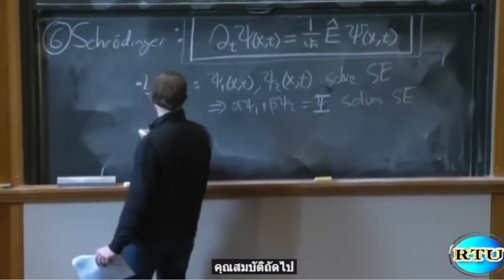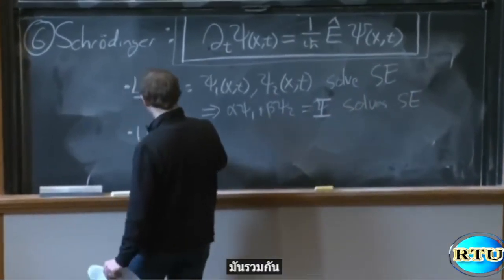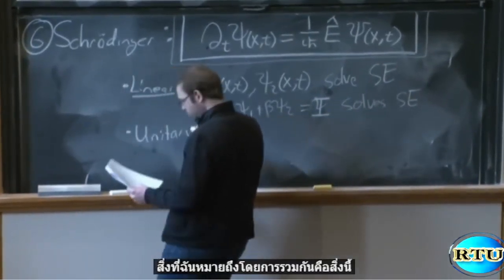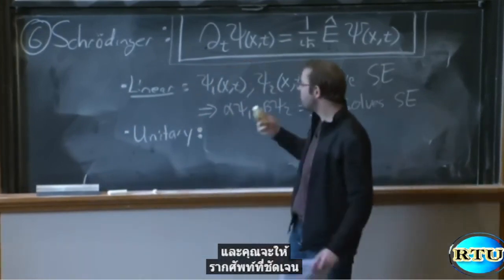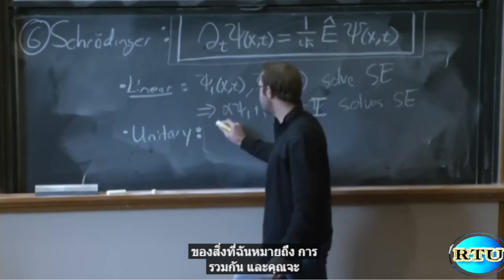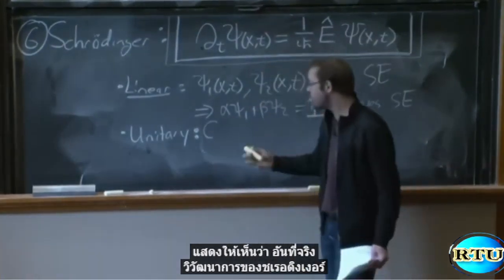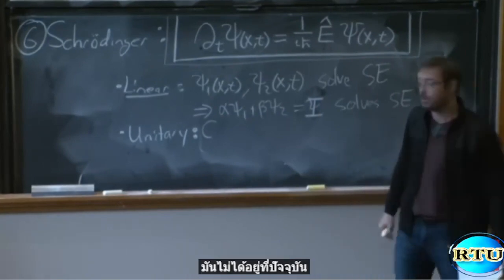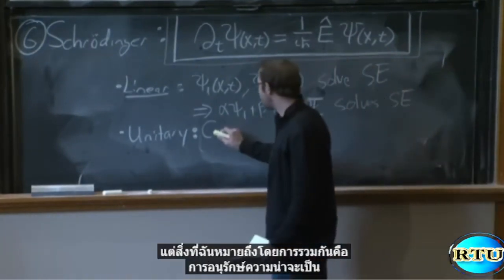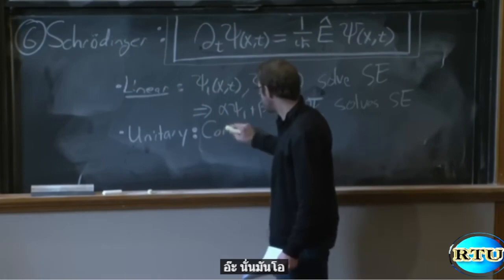Next property. It's unitary. What I mean by unitary is this. It conserves probability. And you'll give a precise derivation of what I mean by unitary, and you'll demonstrate that, in fact, Schrodinger evolution is unitary on your next problem set. It's not on the current one. But what I mean by unitary is that it conserves probability.